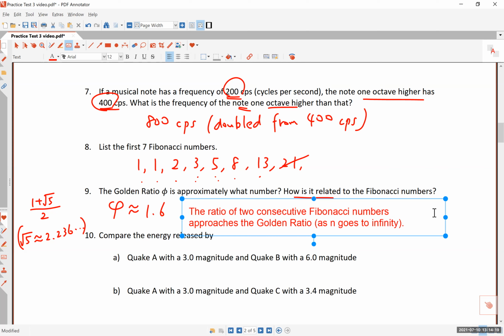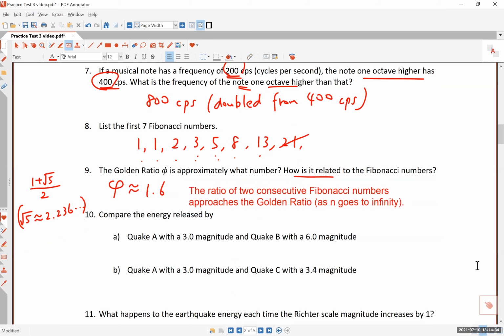In other words, F4 divided by F3 is close to the golden ratio, but F101 divided by F100 would be even closer, and so on.